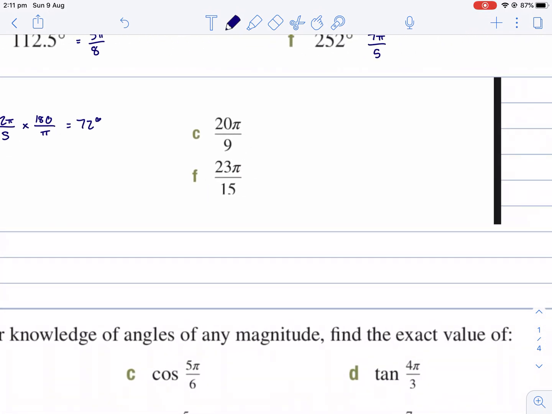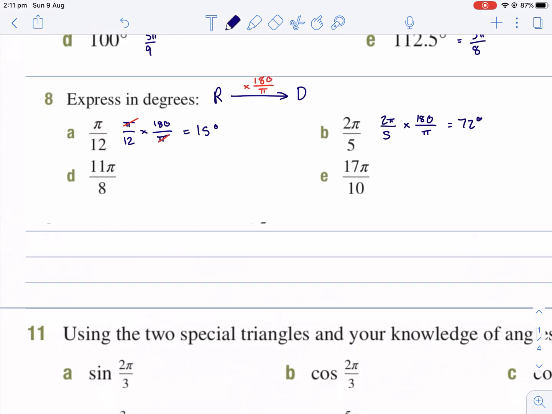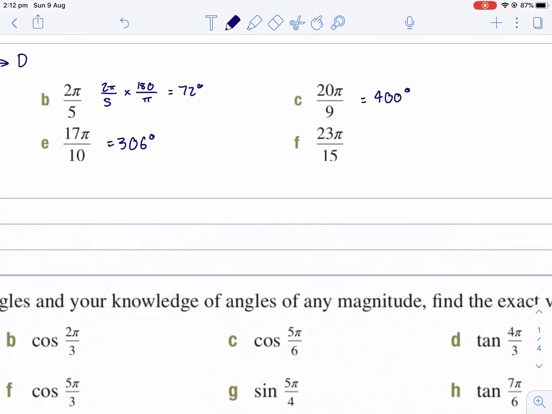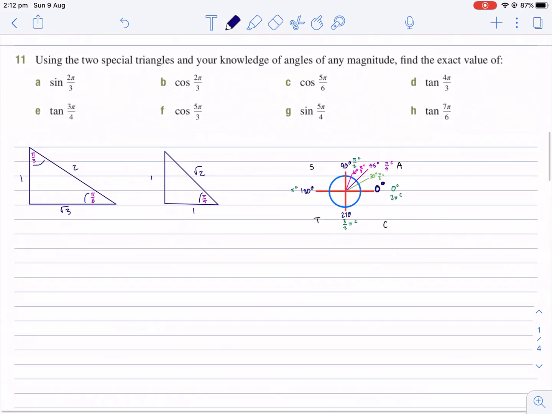20 on 9, 400. 11 on 8, 247.5 degrees. 17 on 10, 306 degrees. And 23 on 15, 276 degrees.